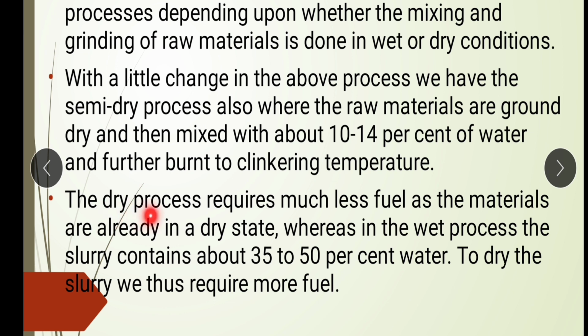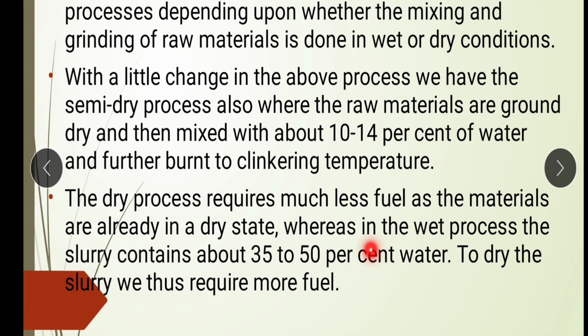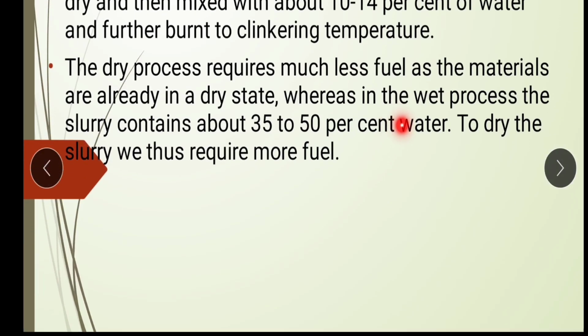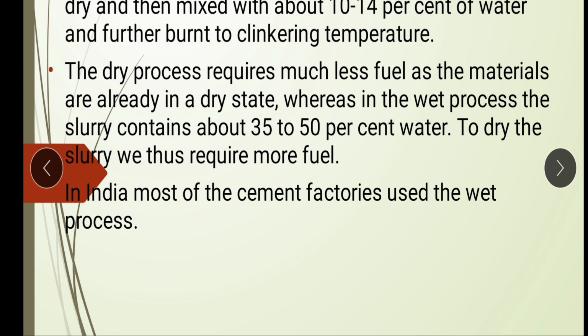The dry process requires much less fuel, as the materials are already in a dry state. So since they are already dry, there is no need for any additional drying, and the fuel requirement is also somewhat less. Whereas in the wet process, around 35 to 50% of water is added, and then that slurry is heated at high temperatures, and only then do we get the dry product.